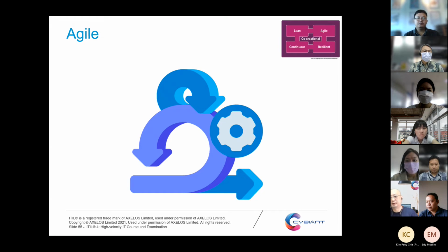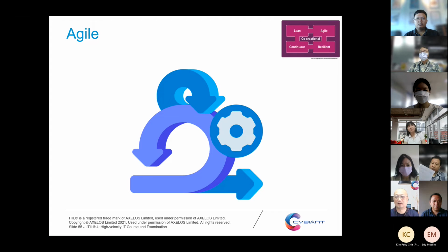Agile. Anybody remember what is Agile? Yes, no? Ooh, okay, everybody seems blank.